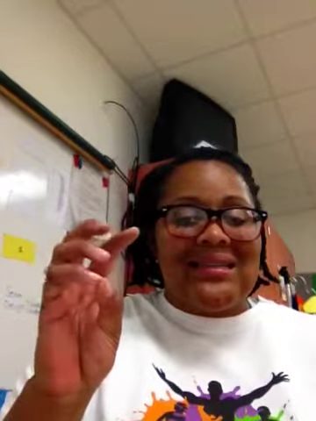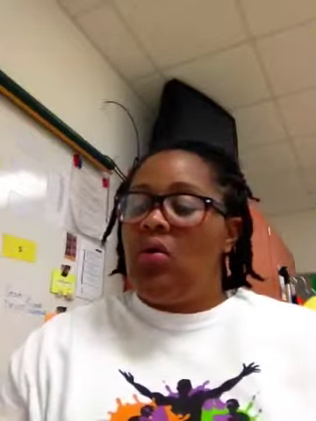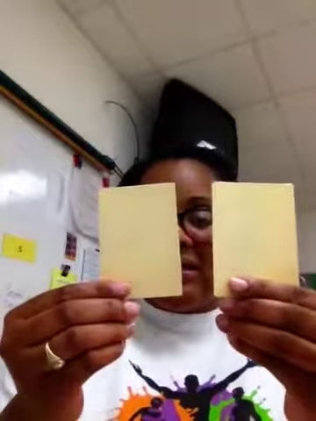Alrighty, first word, scent, and then your blend, nt. Okay, 4 sounds. Okay, so you should be doing this. I should see you with the sound cards, or I should see you tapping the sounds, okay? Number 2, must. Make sure you mark the word. Mark your blend.